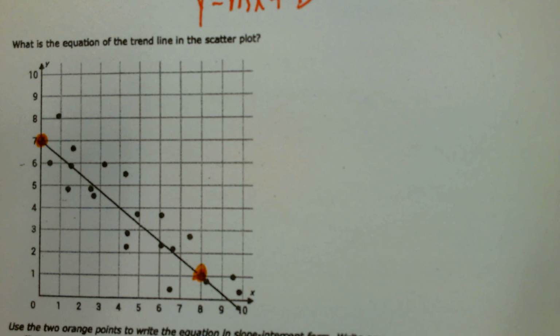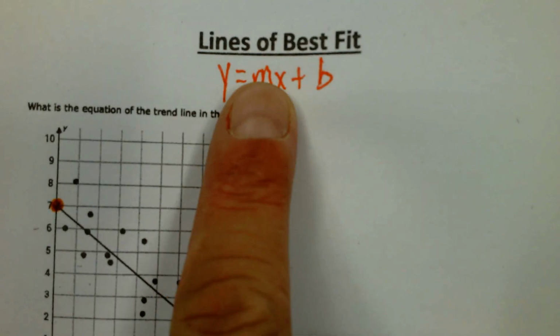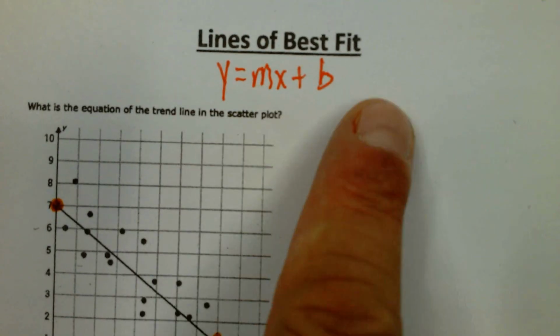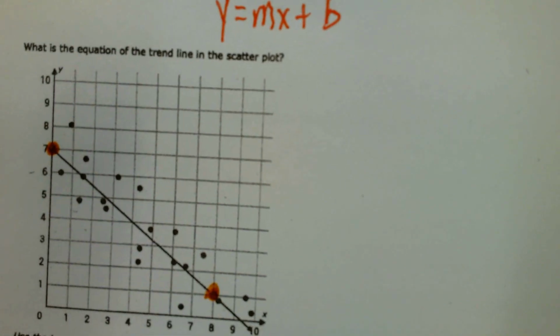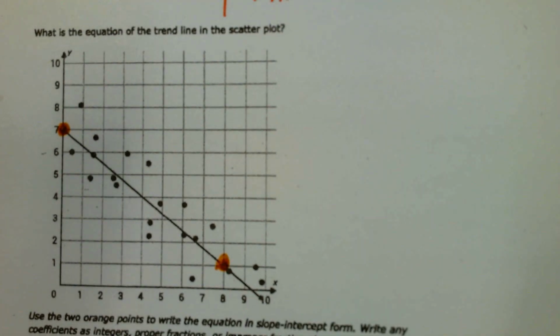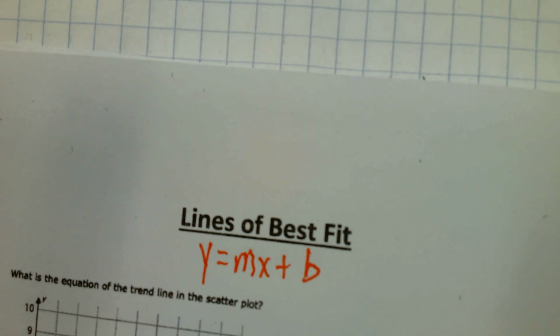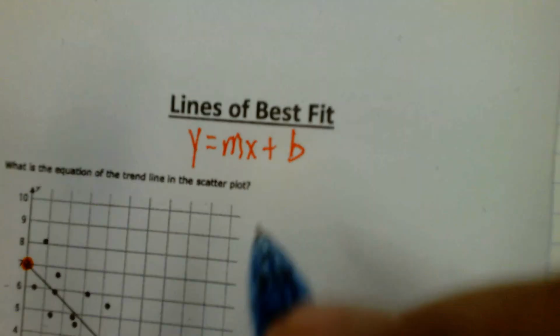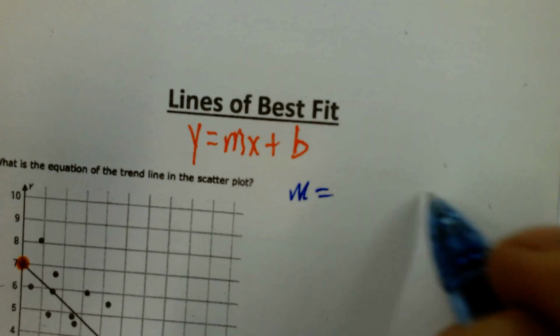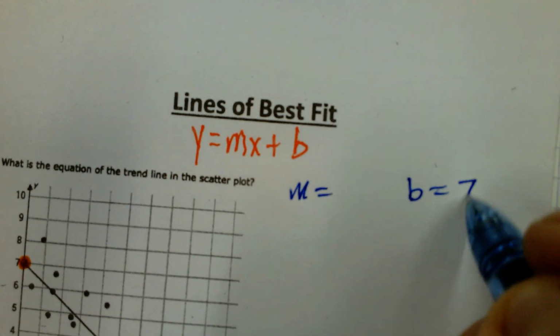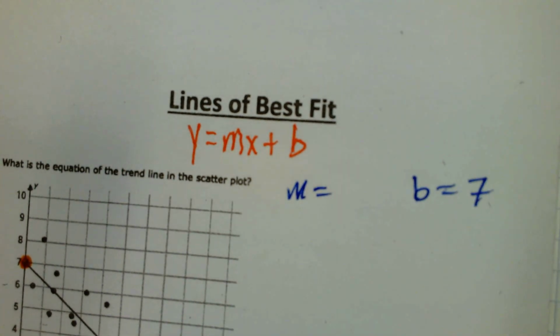Now, the 2 things we need to write the equation are the slope and the y-intercept, right? Fortunately for us, we can tell the y-intercept right away. 7. You always look at your line and see, can I easily find where it crosses the y-axis? I can. So I'm going to write that down. We're searching for M and B. And the B value is 7, okay?